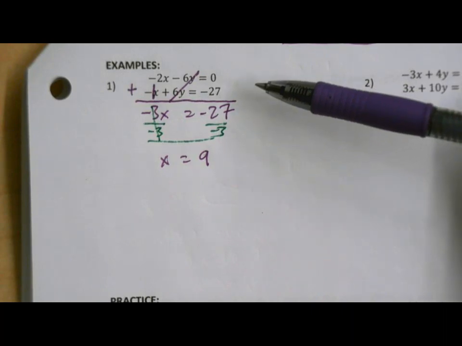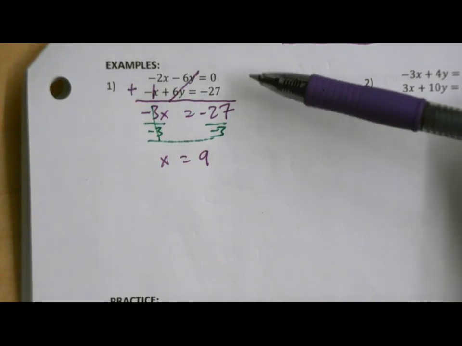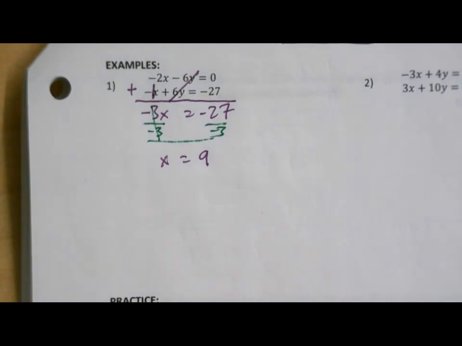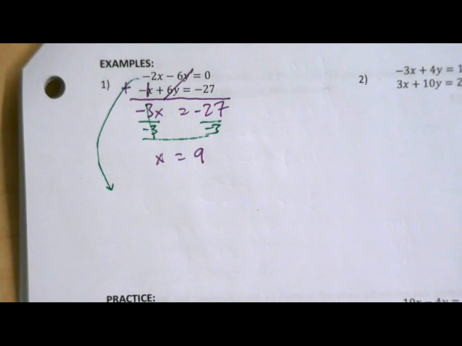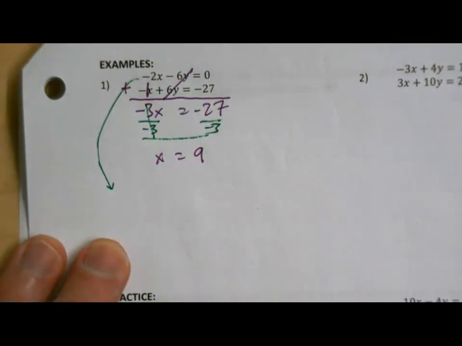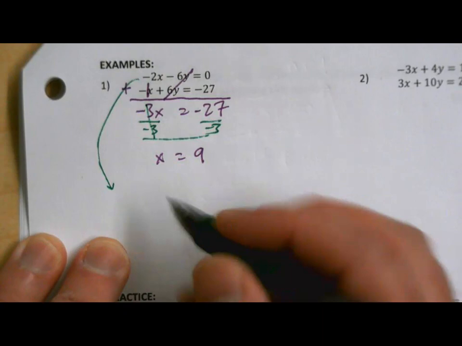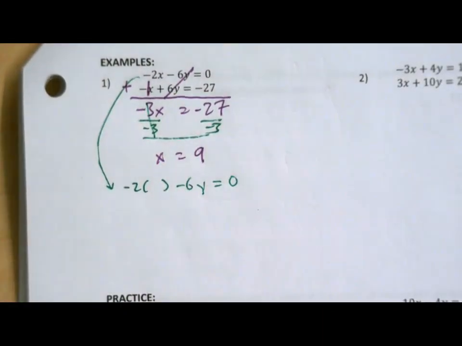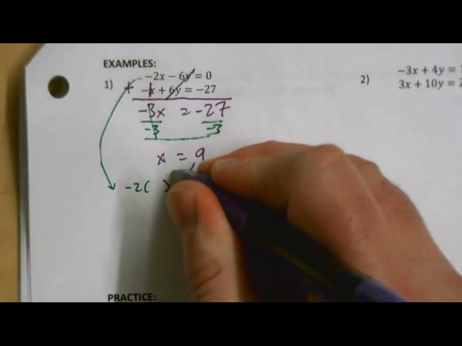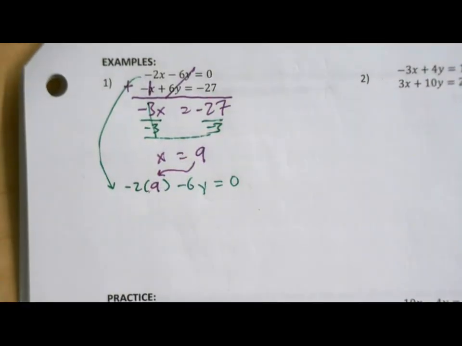So your choice, which one looks friendlier to you, the top one or bottom one? There's no wrong choice here. You guys like the top one or the bottom one? What do you think here? Top one. I like top one too. It's got a 0 in it. Zeros are usually pretty friendly, right? So let's write it out. I'm going to rewrite it. I'm going to leave the x out, though, because I know what x is. So negative 2x minus 6y equals 0. And we'll stick that 9 in there, since we know that x is 9 now. And then we can solve that.